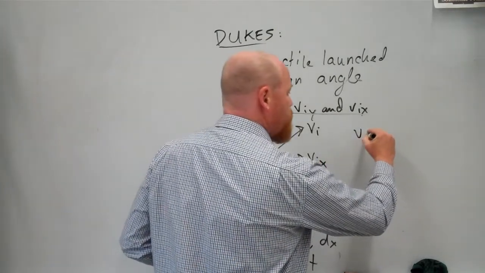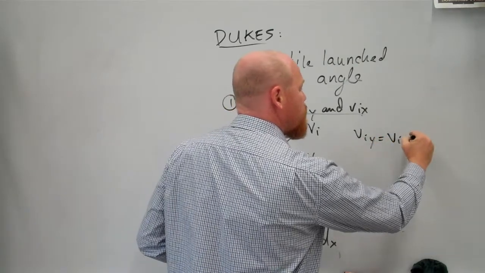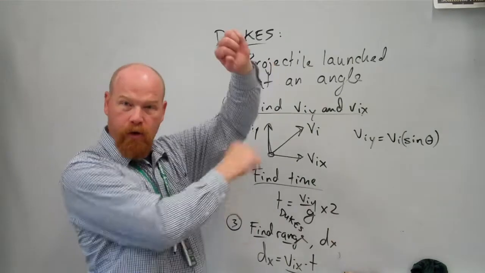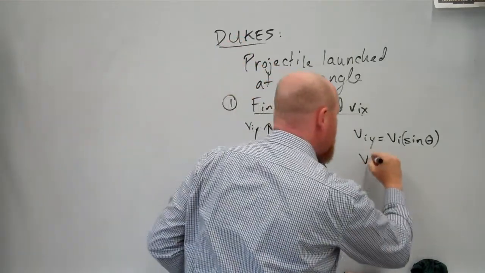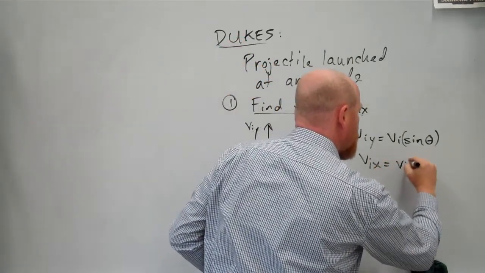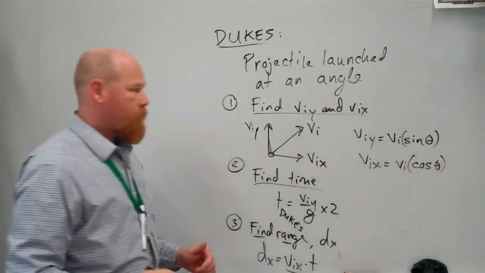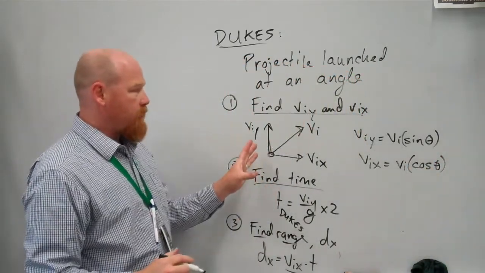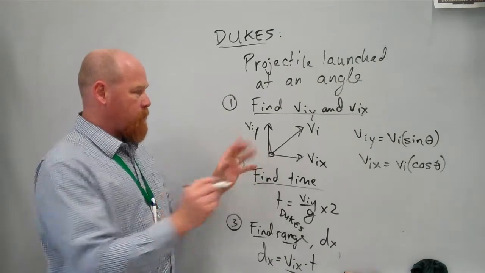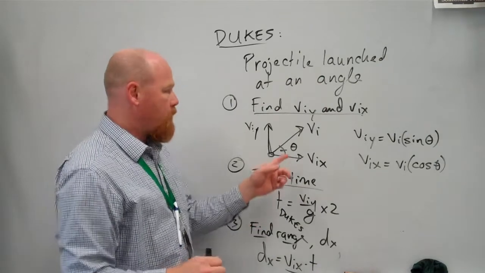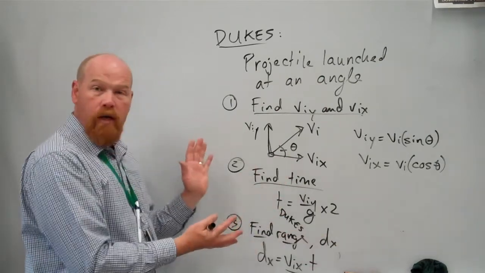This one, by the way, VIY is VI sine. So that's going to be degree mode, don't forget. And VIX is VI cosine. So, actually I'm going to stop right there, because if I gave you an example, it'd be a little long. So this is how you tackle a Duke's projectile.